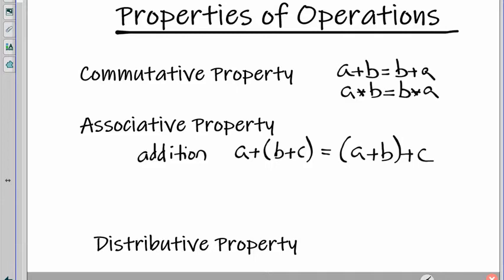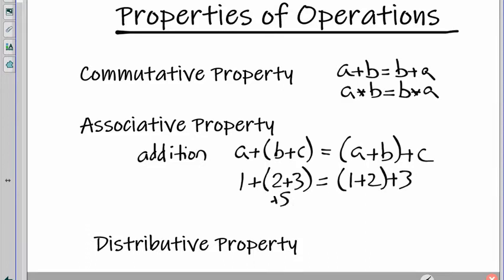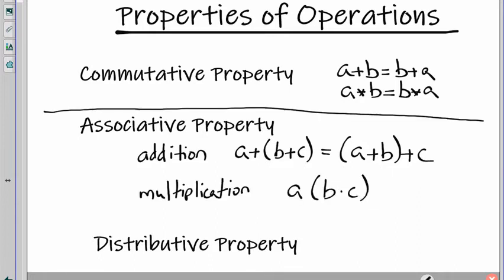Let's give an example here. 1 plus 2 plus 3, does that equal 1 plus 2 plus 3? You can add in any order, and yes, indeed, that's 6. I get the same answer. So there's an associative property of addition that says how we group our addends does not matter. We also have an associative property of multiplication, which says that if I have A times the quantity B times C, I can regroup this.